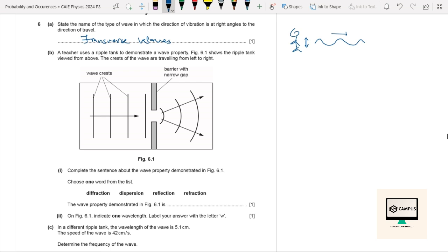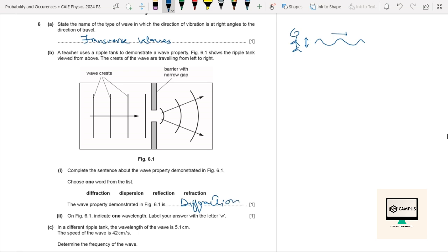Moving on to 6b. A teacher uses a ripple tank to demonstrate a wave property. These wave crests pass through the aperture and the wave is bending. Complete the sentence about the wave property. The wave property demonstrated is not reflection, neither is it refraction, because the medium is not changing. It's not dispersion. It is diffraction. Why is it diffraction? Because diffraction involves the bending of a wave when it passes through a significantly small aperture. So this is diffraction.